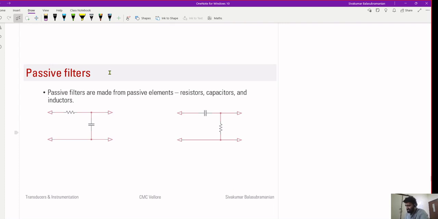And we already saw this. We can build filter circuits using the passive components, resistors, capacitors, and inductors. Do you remember what kind of filter this is? The first one. Low pass. This is the low pass. What about this? This is the high pass filter. And we derived the frequency response of this a couple of classes back.